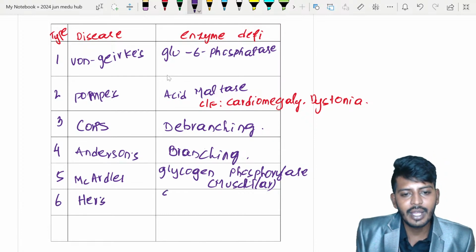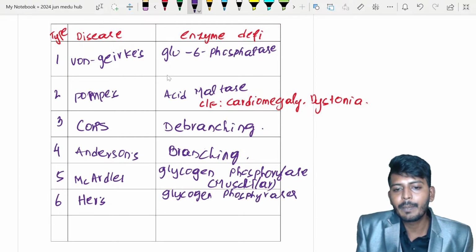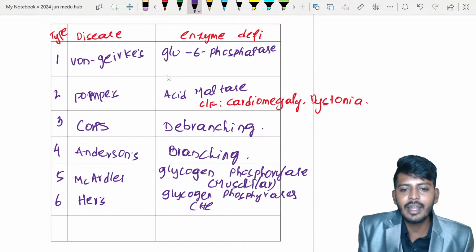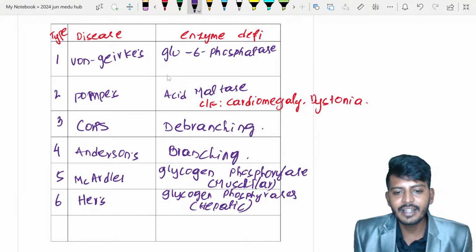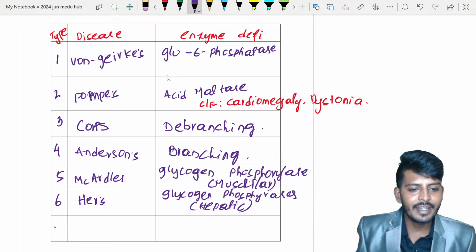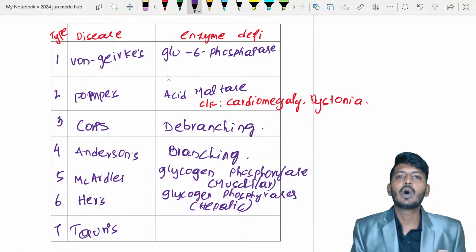Hers' disease is also glycogen phosphorylase deficiency, but most importantly it occurs in the hepatic tissue, in the liver. So that is a hepatic glycogen phosphorylase deficiency. That is Hers' disease. Type 7 is there. Type 7 is called Tarui's disease. What is that? Tarui's disease.